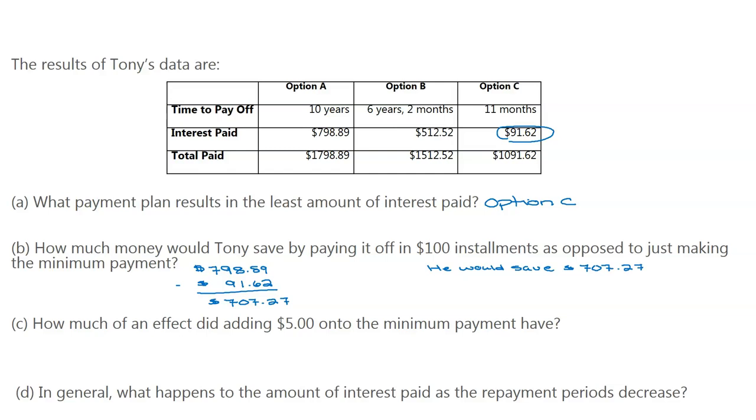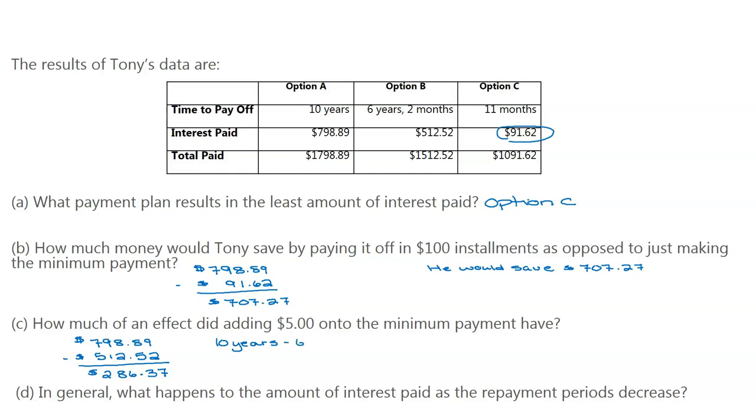Now, how much of an effect did adding $5 onto the minimum payment have? Well, he saved not only money, he also saved time. So let's see how much money and time he saved. So the minimum payment alone, he paid $798.89 in interest. But if he pays the minimum payment plus $5, he's paying $512.52 in interest for a difference of $286.37.